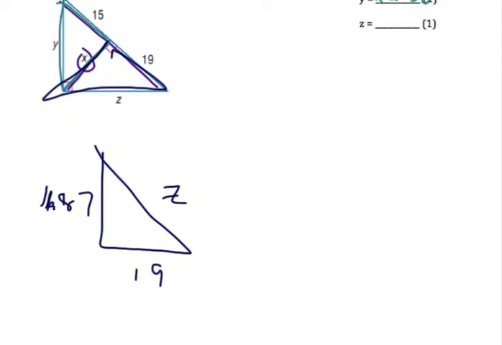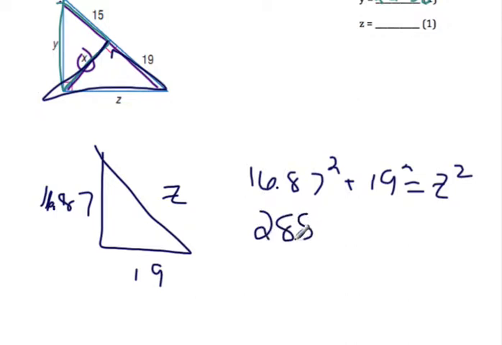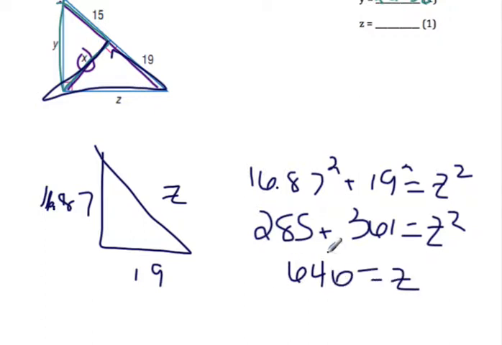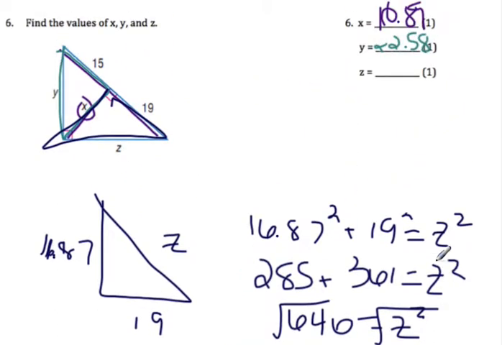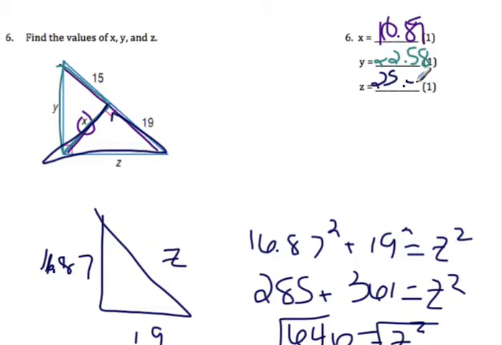So then what we want to do is set up the Pythagorean theorem. So 16.87 squared plus 19 squared is equal to z squared. Well, remember that this is just 285 plus 19 squared. So 19 squared is going to give us 361, and that's equal to z squared. Well, 361 plus 285 is going to give us 646, and that's equal to z squared. So I'm going to go ahead and take the square root of that answer. So when I take the square root of 646, I end up getting 25.42. So that's my final answer for number 6.